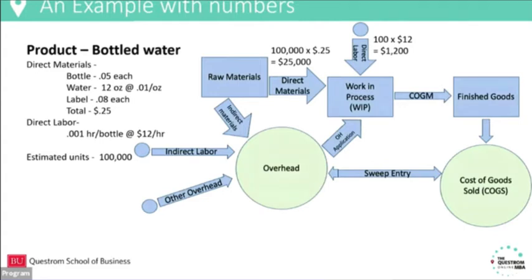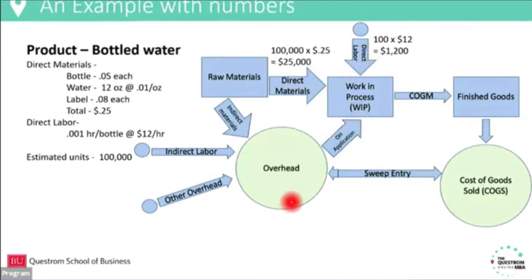All those direct materials get issued out of the raw materials or the warehouse. They go into work in process. It's 100,000 units, 25 cents per unit, $25,000 material cost. People work. How much do they work? Well, we said it takes 0.001 hours per bottle on 100,000 bottles is 100 hours. At $12 an hour is $1,200. You can follow the red dot. This is helpful, hopefully. Okay, that gives us direct labor and direct materials are now in WIP.